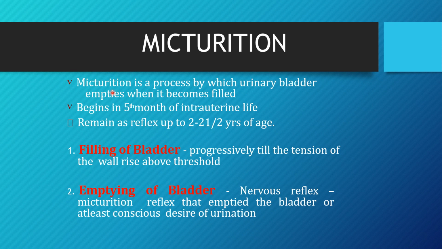So now we will see the definition of micturition. Micturition is a process by which the urinary bladder empties when it becomes filled. It begins in the 5th month of intrauterine life. It remains as a reflex up to 2 to 2.5 years of age. And there are two phases in the micturition. One is filling and one is emptying.